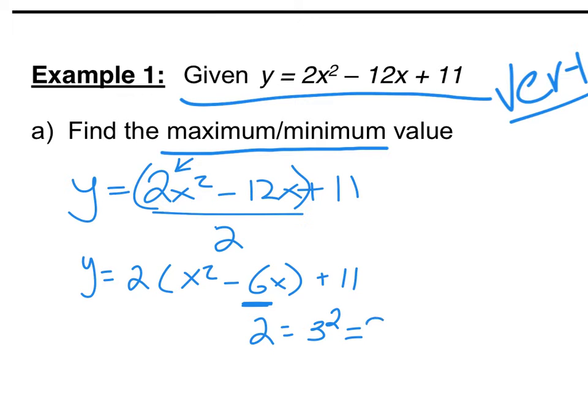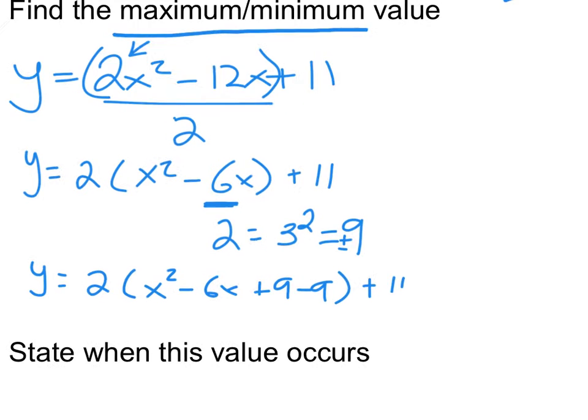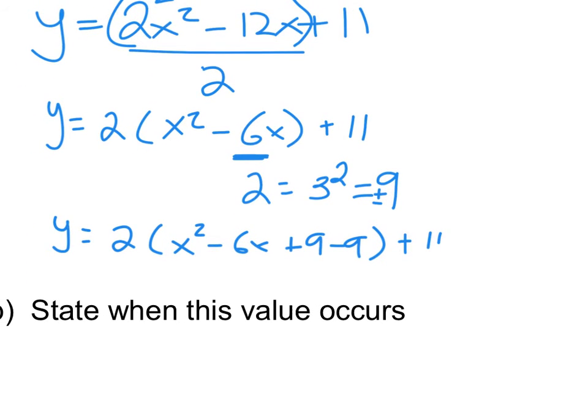3 to the power of 2 is 9. You're going to add and subtract a 9 into the equation, and what we're doing is making a perfect square. So now we've got 2 bracket x squared minus 6x plus 9 minus 9 plus 11. Now, do you remember which one of these 9s has to come out? That's right. It's a negative 9.